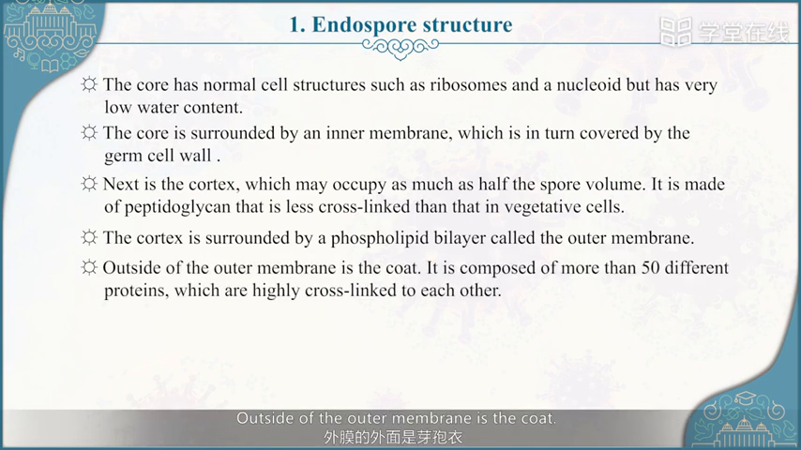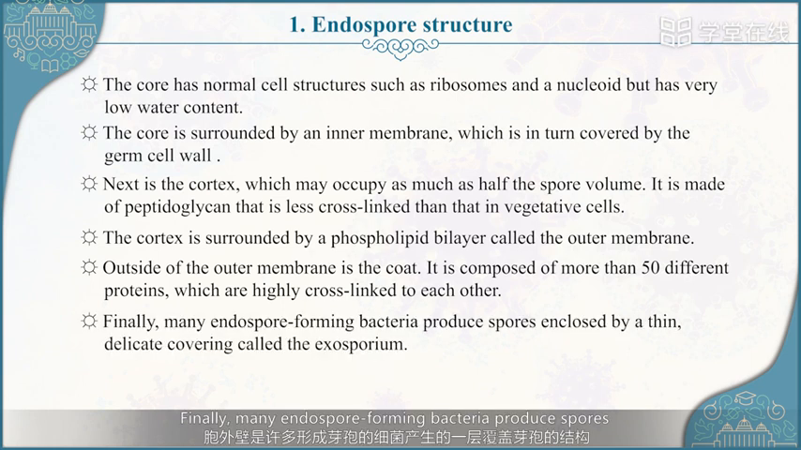Outside of the outer membrane is the coat. It is composed of more than 50 different proteins, which are highly cross-linked to each other. Finally, many endospore-forming bacteria produce spores enclosed by a thin, delicate covering called the exosporium.